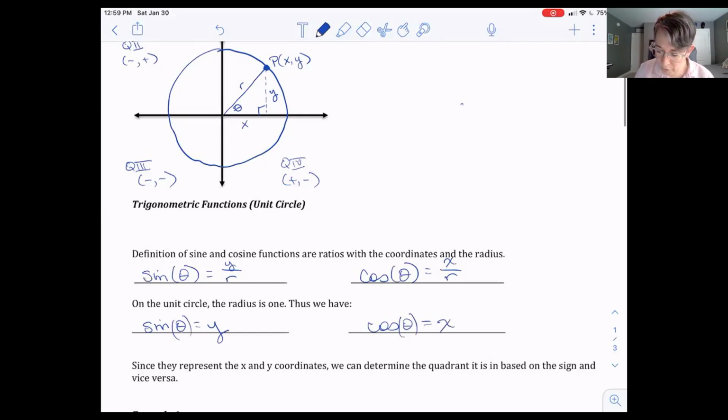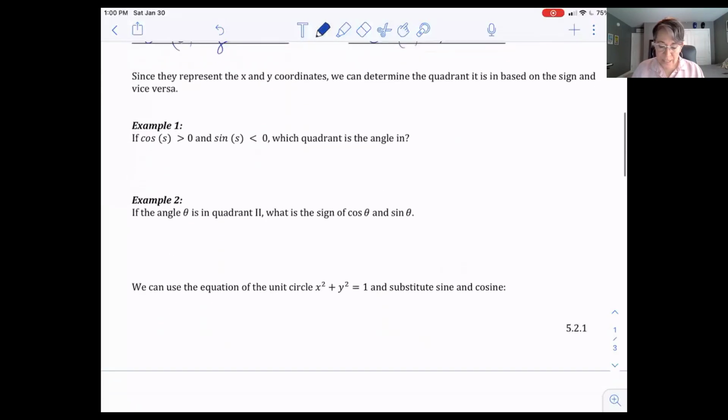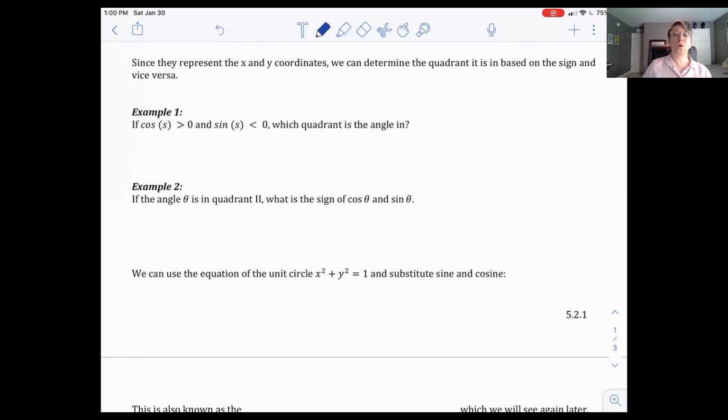So when we're referring to an xy coordinate in a plane, we can also refer to it in terms of the angle in standard position. So that x value would be cosine of theta and the y value would be sine of theta. So since they represent the x and y coordinates, we can determine the quadrant it is in based on the sign and vice versa.